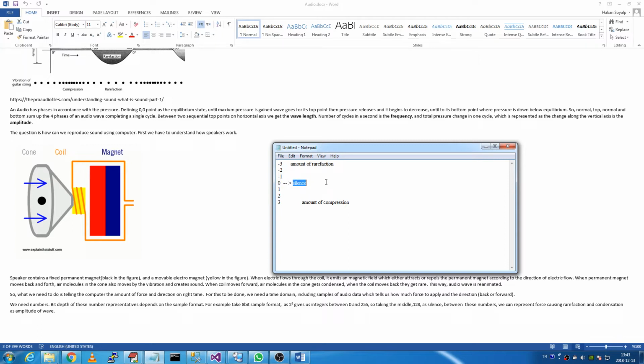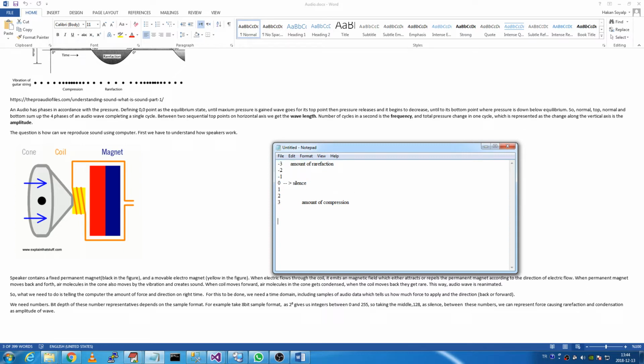Silence, beginning from silence, the maximum compression, and silence again, and then maximum rarefaction. So by using the minus sign here, you can differentiate the direction of the flow, and by using the numbers you can set the force to apply between these two numbers, 3 and -3. You can create periodic waves.